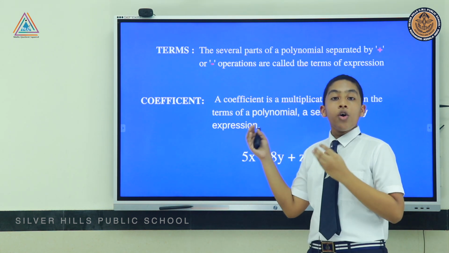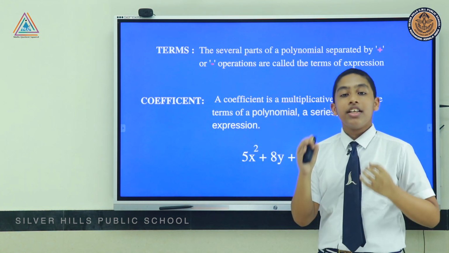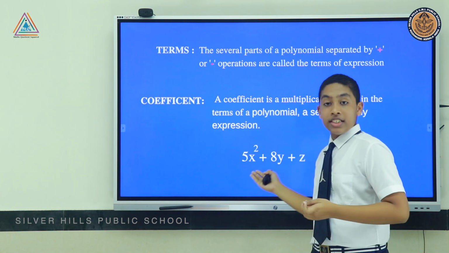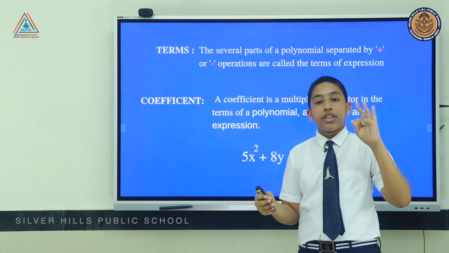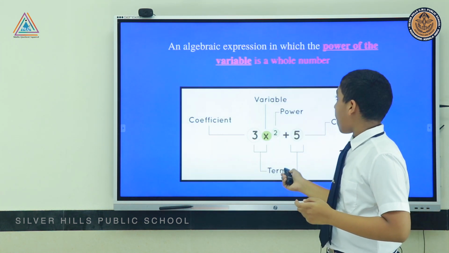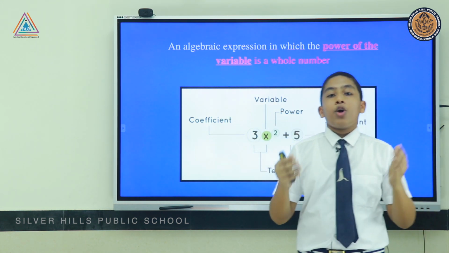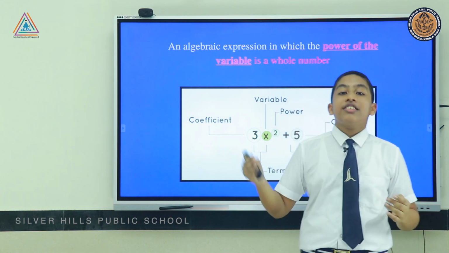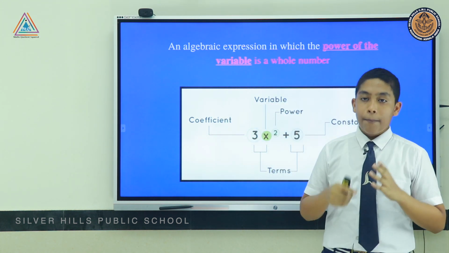And how many terms are there in this expression? There are 3 terms, because you can see that the plus symbols are separating this expression into 3 parts. So by all this, you will get a clear idea of what a polynomial means. A polynomial is an algebraic expression in which the power of the variable is a whole number.